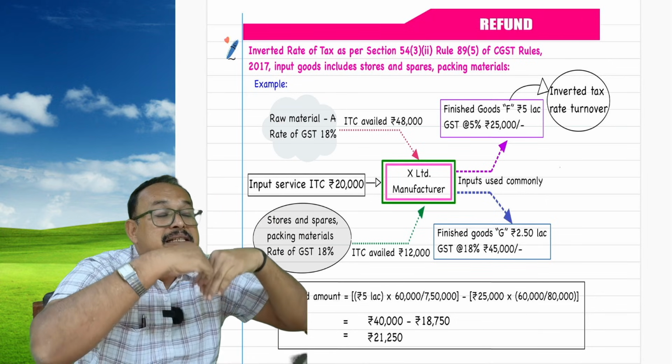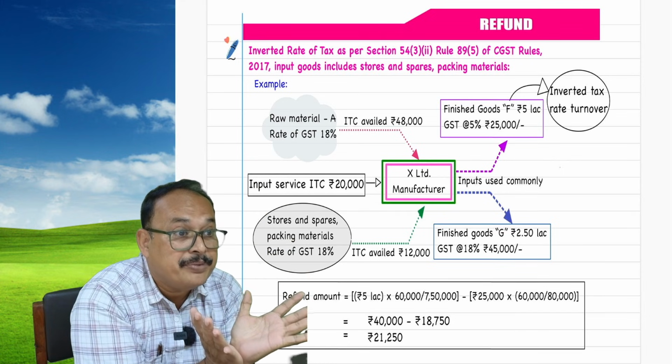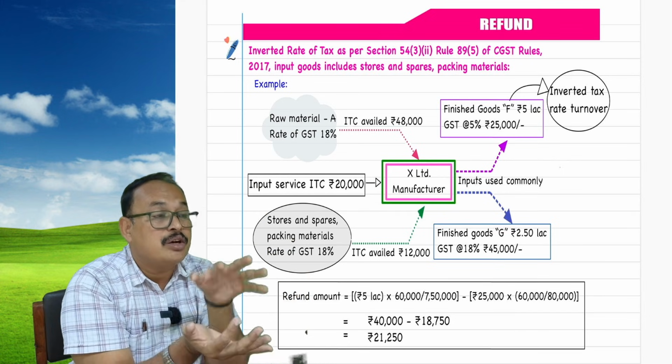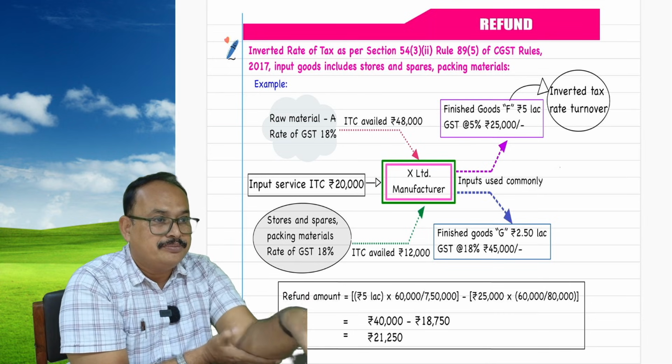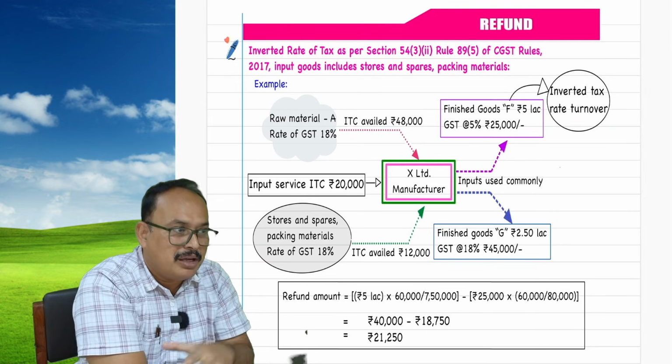So A you already got, 40,000, minus B, 18,750. Excess surplus, A minus B greater than 0. How much is there? 21,250 is the refund. Is it clear? In the given case, as per the formula.